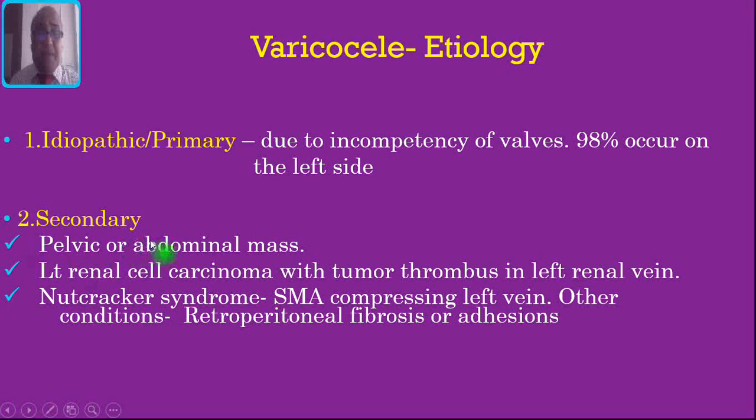Here there may be some other underlying pathology like pelvic or abdominal mass, especially renal mass. The left renal cell carcinoma with tumor thrombus in the left renal vein is notorious for producing left-sided varicocele. The nutcracker syndrome, that is the compression of the left testicular vein between the superior mesenteric artery and aorta, can also cause varicocele. And retroperitoneal fibrosis and retroperitoneal adhesions can also cause varicocele.